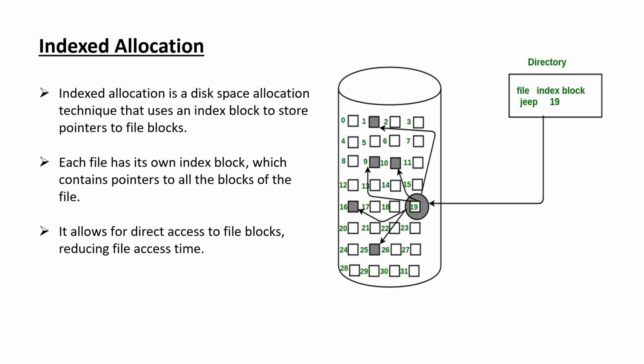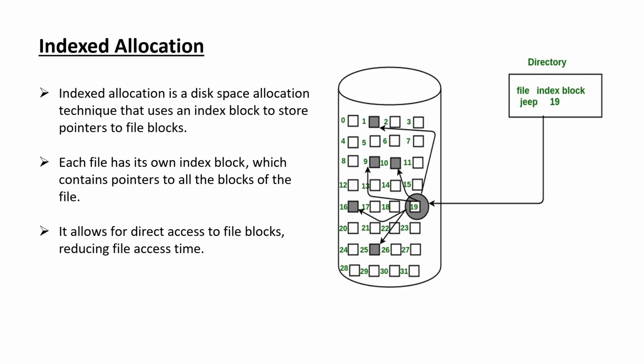And coming to indexed allocation. Indexed allocation is a file allocation method used in computer systems to manage and organize files on storage devices such as hard disks. Unlike contiguous or linked allocation, indexed allocation employs an index or table structure to keep track of file block locations. Here is a detailed introduction to indexed allocation.